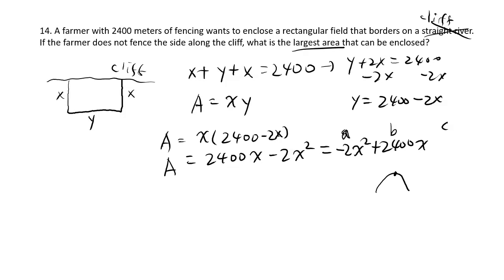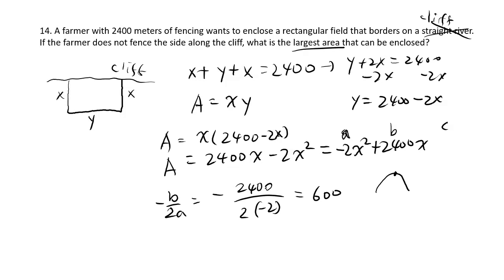How do you find the vertex? It's negative b over 2a, right? So we're going to compute this. That's the x-coordinate of the vertex. Once you get the x value, you plug that into the function to find the y value, and that's the area value that we're looking for. So negative b over 2a. Our b is 2,400, and our a is negative 2, so 2 times negative 2. Negative negative cancels. 2 times 2 is 4. 24 divided by 4 is 6, so you get 600.